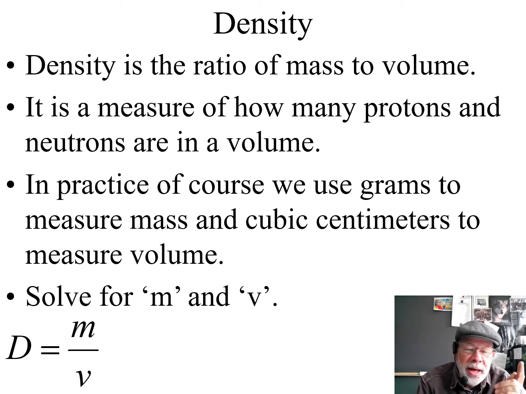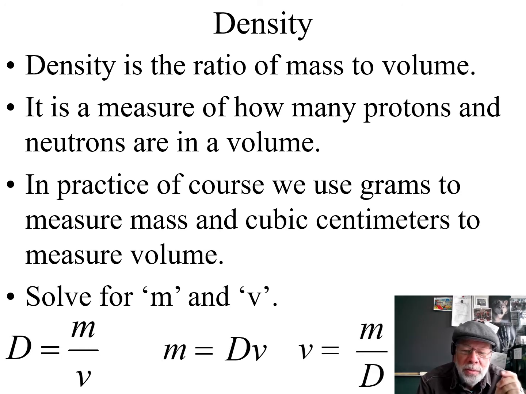And if we solve that for mass, just get mass all by itself, we multiply both sides by V. The V's, one on top and one on the bottom, cancel out. So we have mass equals density times volume. And if we solve this for volume, we end up with volume equals mass divided by density.